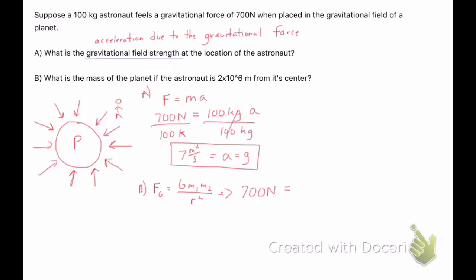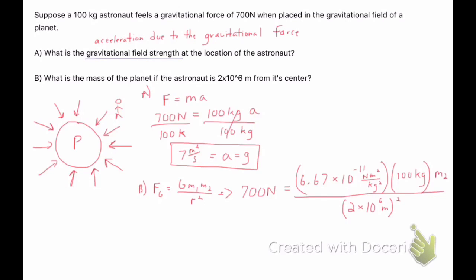And that equals the gravitational constant, which is 6.67 times 10 to the negative 11 Newton meter squared over kilogram squared. And that will be multiplied by 100 kilograms, which is the astronaut, times mass 2. And that's all divided by the radius, which the problem says is 2 times 10 to the 6th meters, and we remember the distance has to be squared.